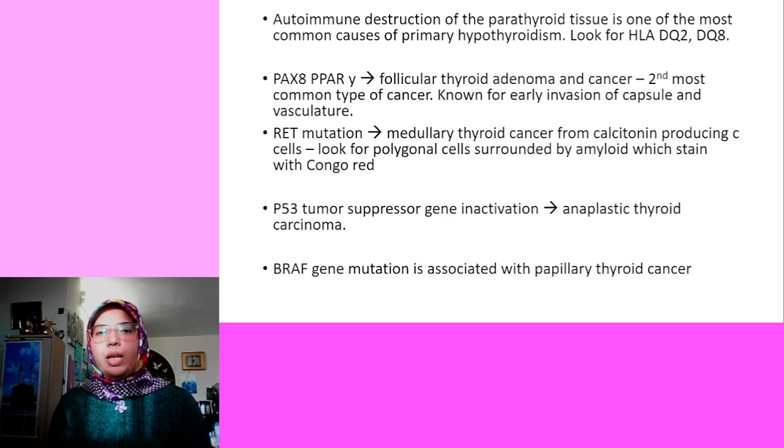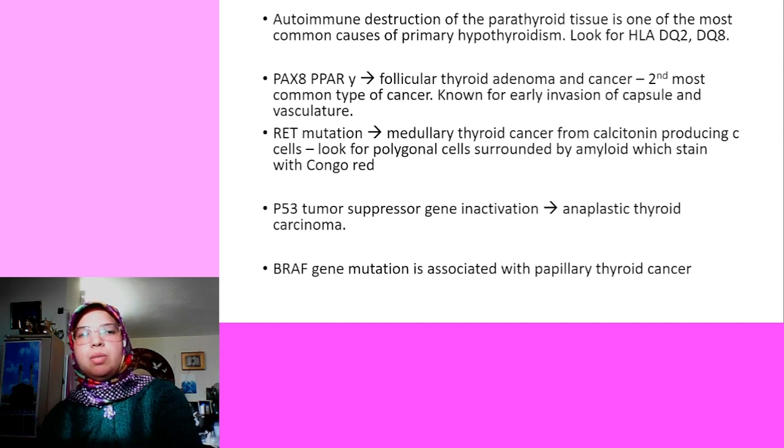PAX8 and PPAR gamma is follicular thyroid adenoma and cancer. Second most common type of cancer, known for early invasion of the capsular vasculature. You need to see that to make that diagnosis. RET mutation is medullary thyroid carcinoma from calcitonin producing C cells. Look for polygonal cells surrounded by amyloid, which stain with Congo red. P53 mutation, we said, anaplastic thyroid carcinoma. BRAF gene mutation is papillary thyroid carcinoma.